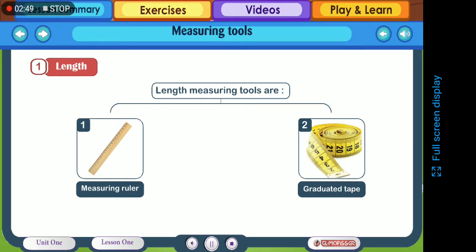Number 2, graduated tape. If we want to measure the dimensions of your room, dimensions mean length and width, we will use a graduated tape. Any long and large things, we will use a graduated tape.